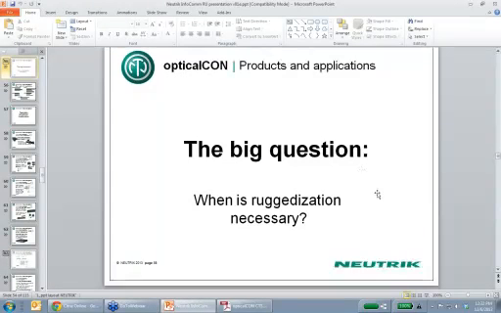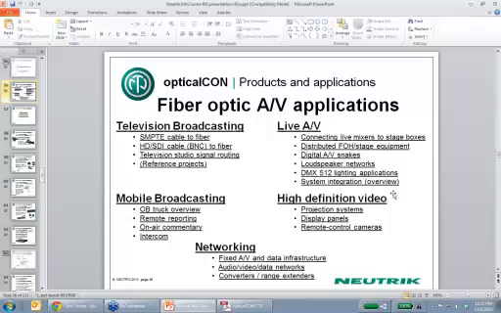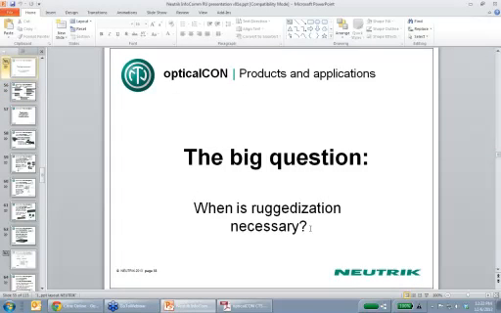Okay, big question: when is ruggedization necessary? Again, don't spend money on ruggedization unless you need to do it. If you can get away with the inexpensive fiber optics, use those. I always say, and I'm not joking, we want you to buy the least amount of opticalCON that you need to buy. We don't want you to buy any more than is absolutely necessary.